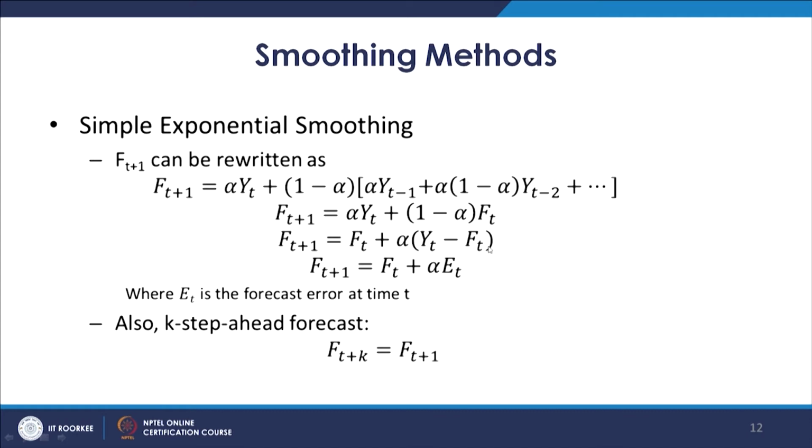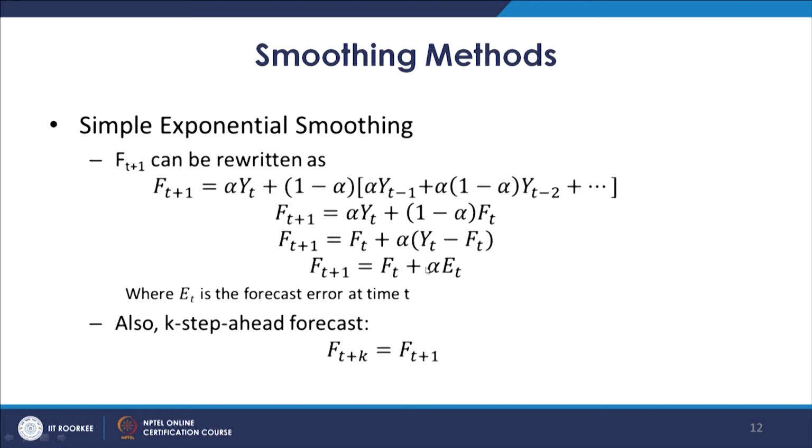Now we are taking alpha as common. If we look in the parenthesis, y t minus F t is actually nothing but the actual value minus the forecasted value. So this is the error part. The same thing we have written here: this is the forecast error at time t. So F t plus 1 can be rewritten as a combination of F t plus alpha times e t, where e t is the error. The forecasted value for t plus 1 is actually an improvement on the forecasted value at t, plus this error.